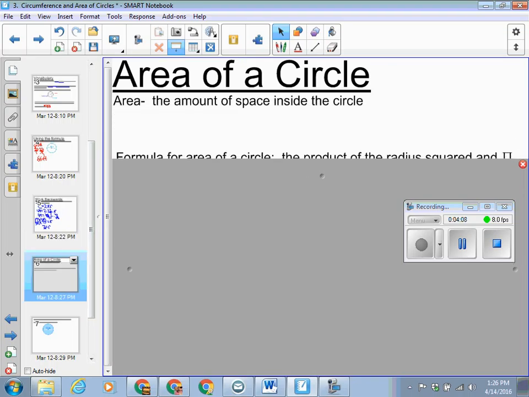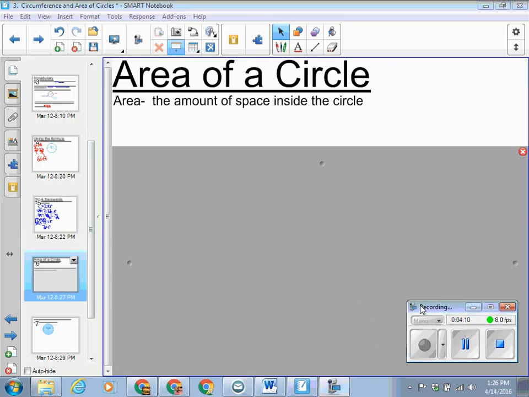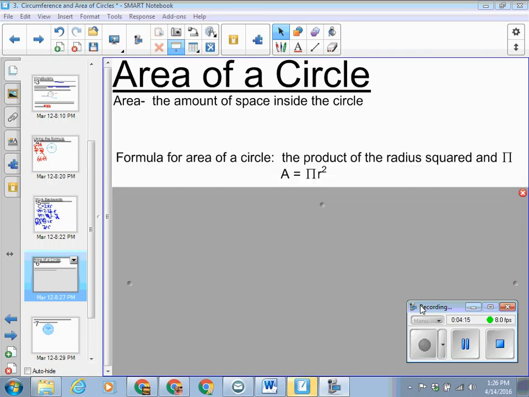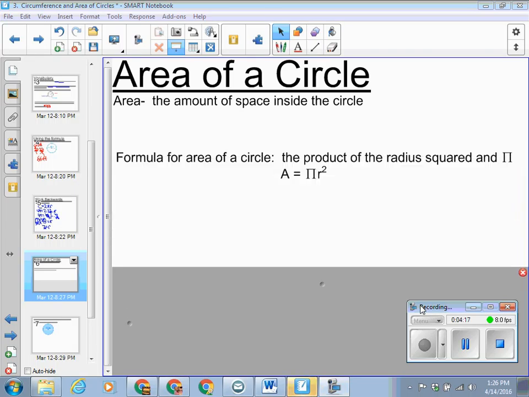Area is the amount of space that's inside the circle. Remember, circumference goes on the outside, area is on the inside. And to find that, we just take pi times radius squared. Again, you'll be told what to use for pi.